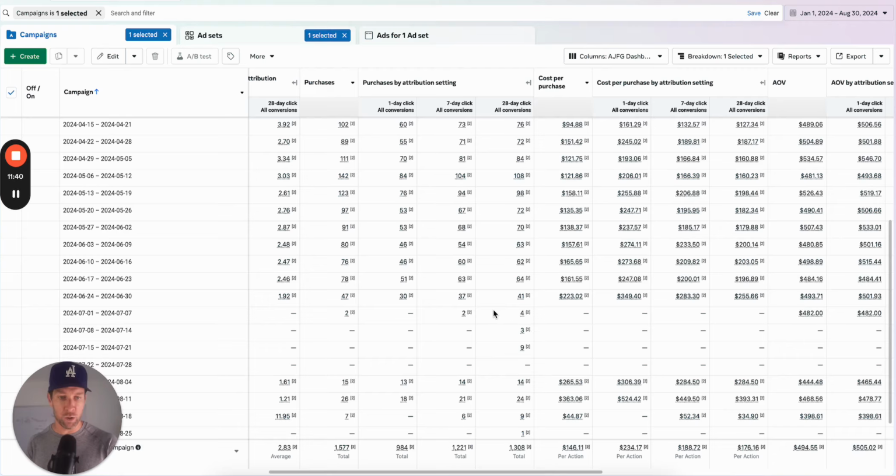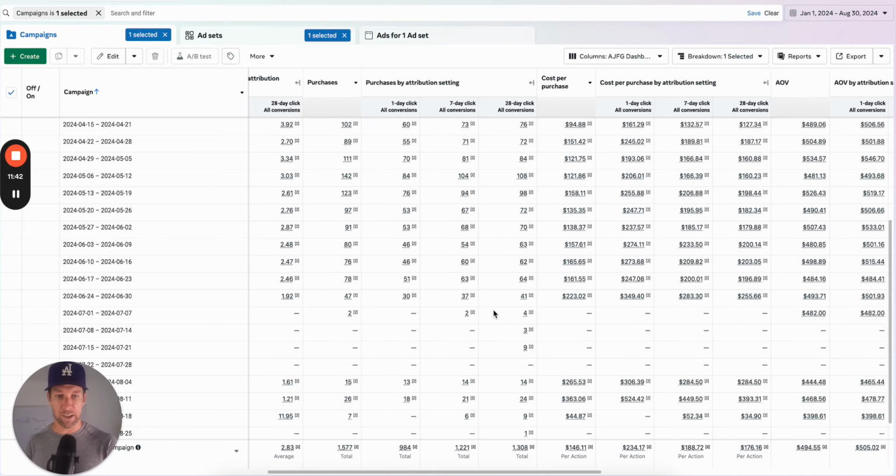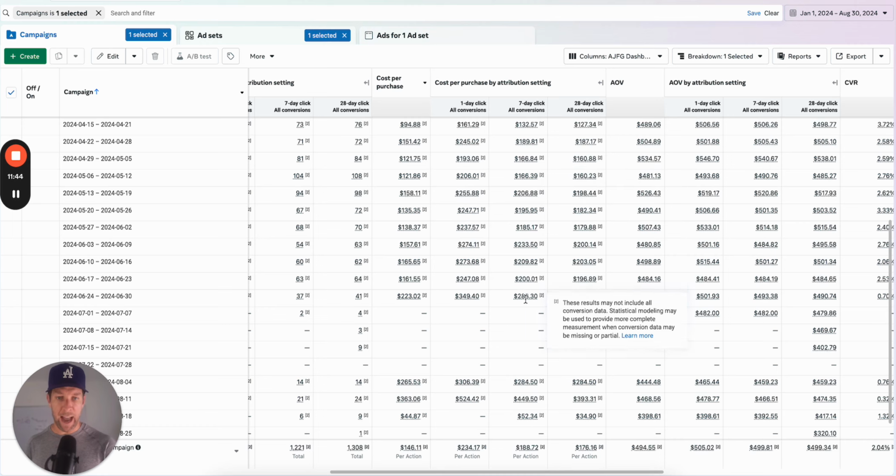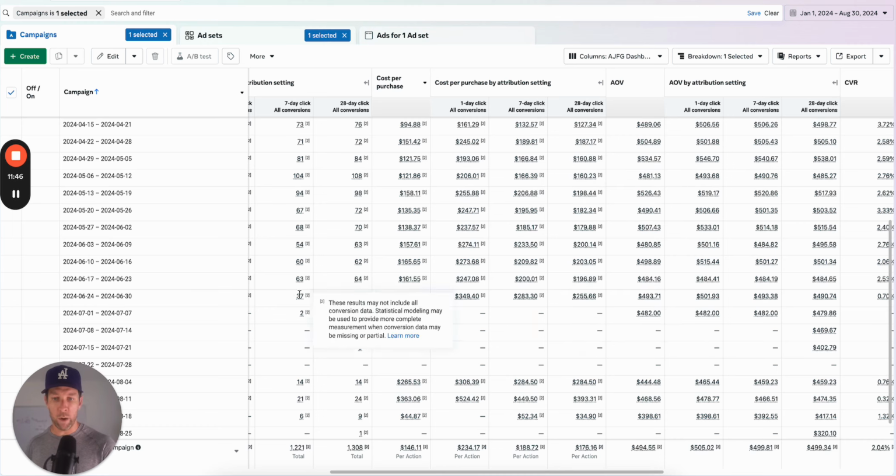So here's my initial read on what's going on over this sample size. When I see this CAC get up to 283 for one week on 37 purchases, my initial read is you should not have turned it off. That's just statistical noise. It's actually nothing. It's all noise, and nothing actually went wrong here.